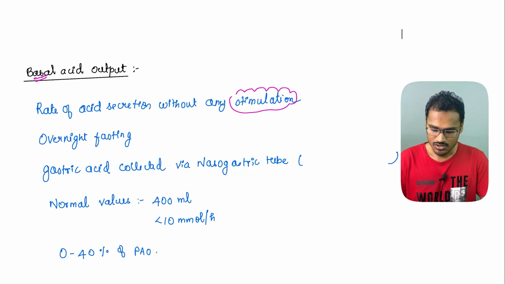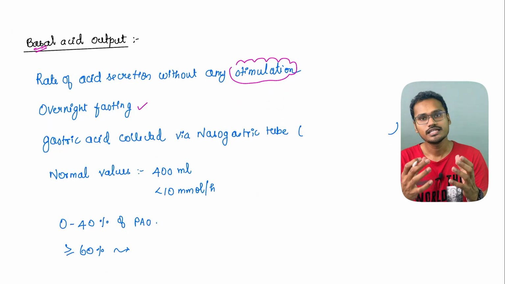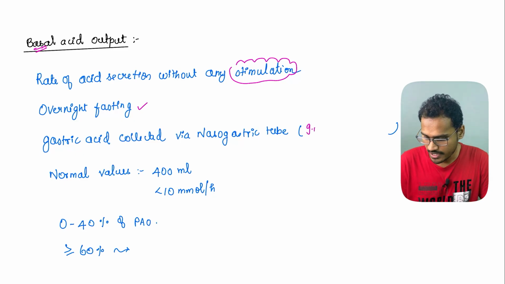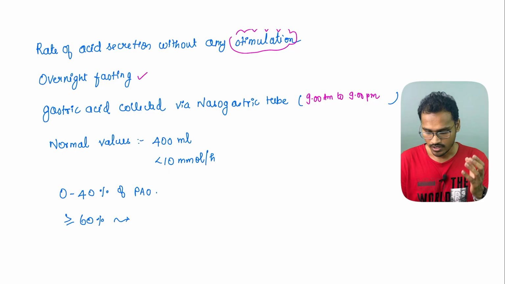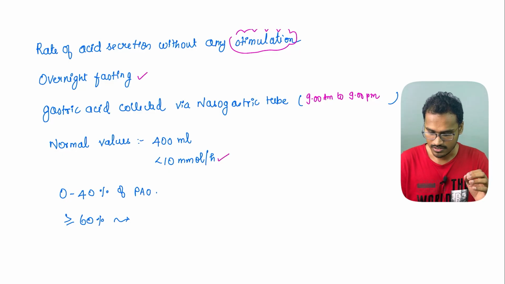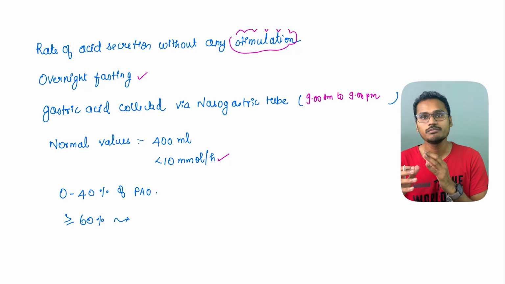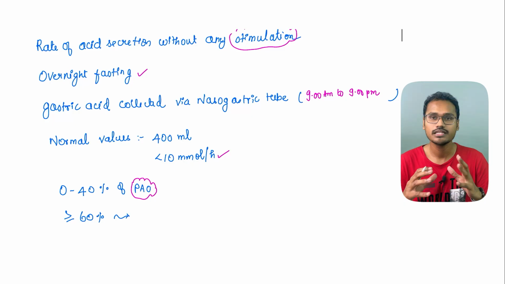For this, the subject has to fast overnight, and after that, with the help of a nasogastric tube, the gastric juices are collected. This is spread over a period from 9 a.m. to 9 p.m., so we collect it through the entire day without any stimulation. The normal volume collected is around 400 ml, and the acid output is usually less than 10 millimoles per hour. Generally, the basal levels of gastric acid secretion are about 0 to 40% of the peak acid output. We'll discuss what peak acid output is, but it should be only that much.